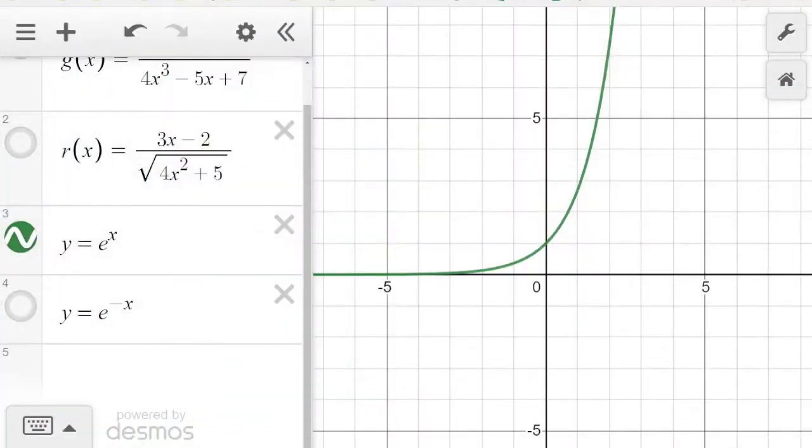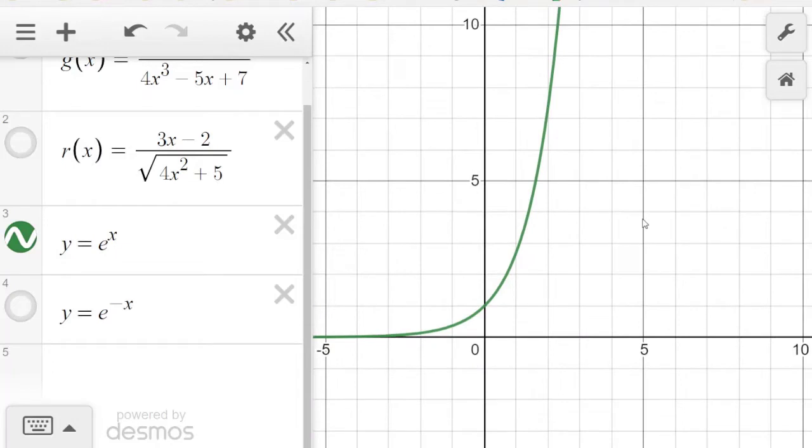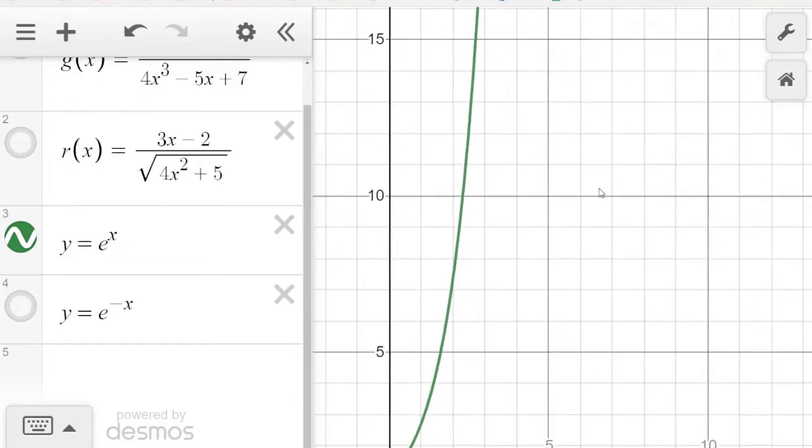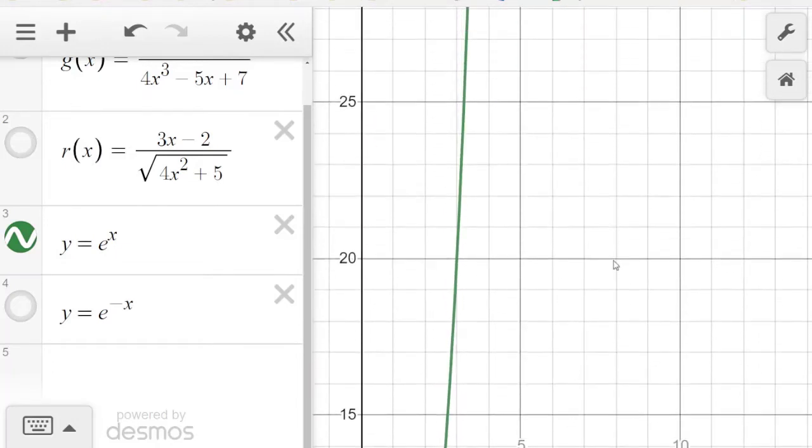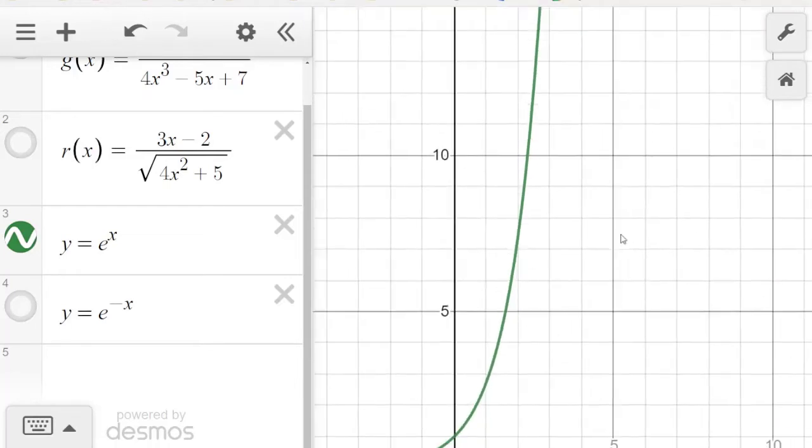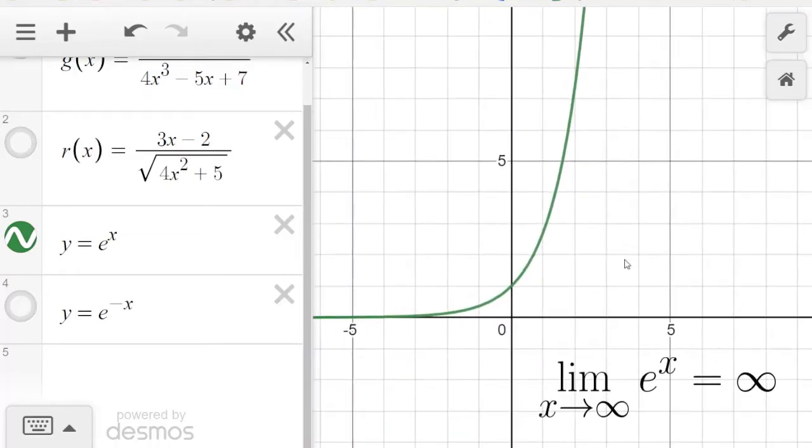So I happen to have that graphed here. Here's y equals e to the x. And you can see that the graph looks like this. As x goes to infinity, as we go off to the right, you can see this function goes to infinity very rapidly. So the limit as x goes to infinity of e to the x is infinity.